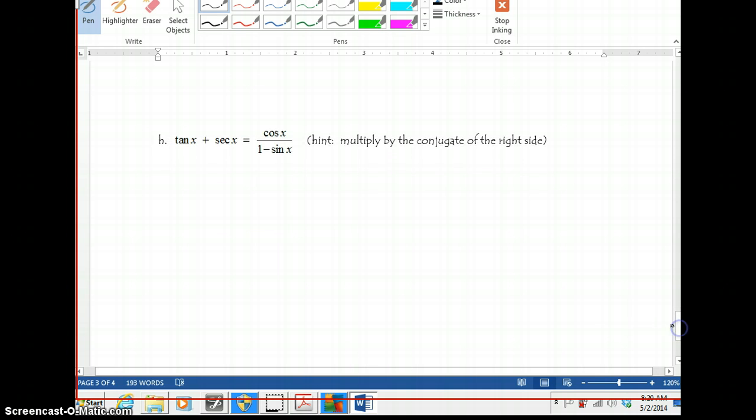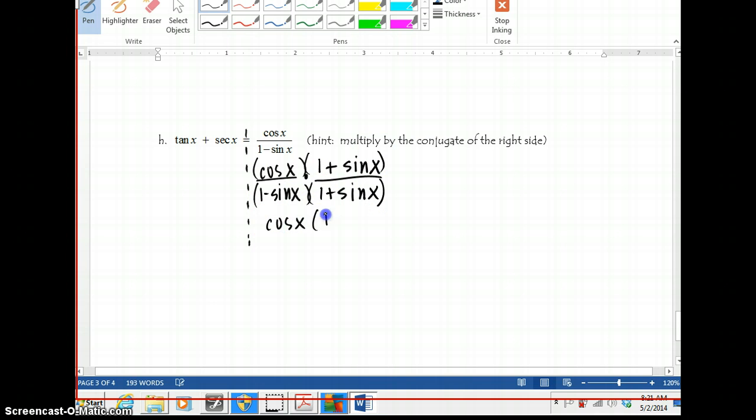Okay, and lastly, so this one's a little more involved, but it does give us a hint. Multiply by the conjugate of the right hand side. So let's start on the right hand side. Cosine of x all over 1 minus sine x. The conjugate, we did that when we were studying square roots. So I'm going to change the sign from the denominator and multiply the top and the bottom by that. Okay, top times top, bottom times bottom. I'm going to keep the numerator in factored form for now, and then the denominator, we're going to FOIL that.